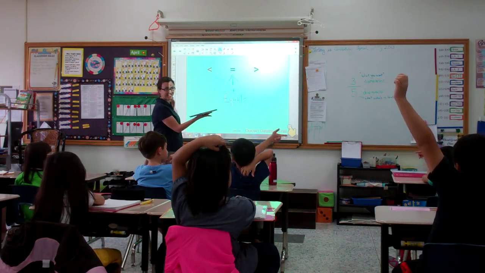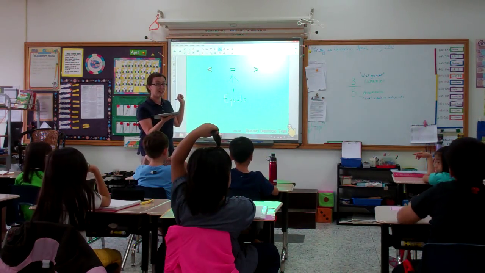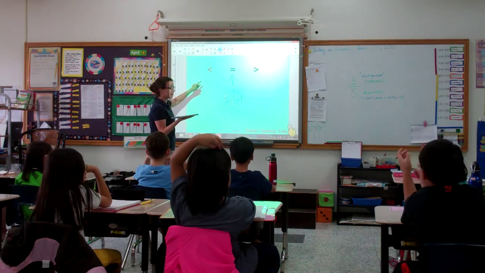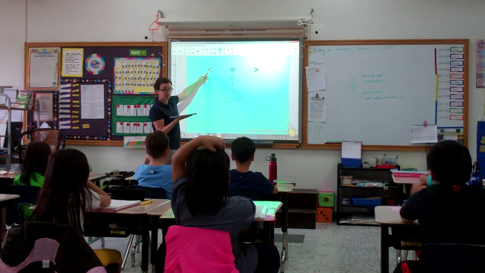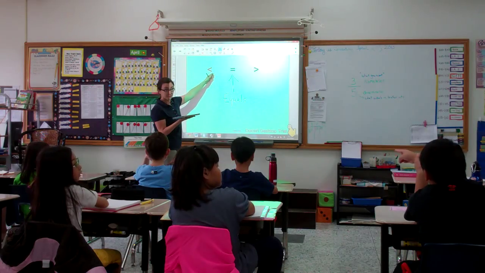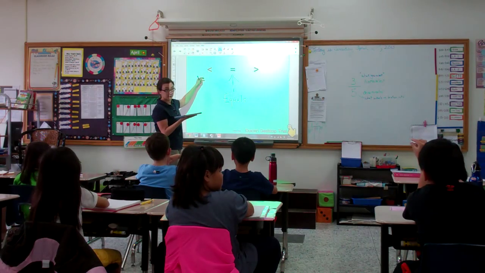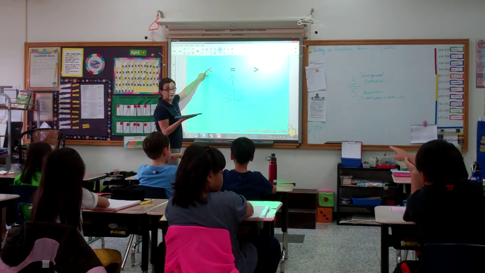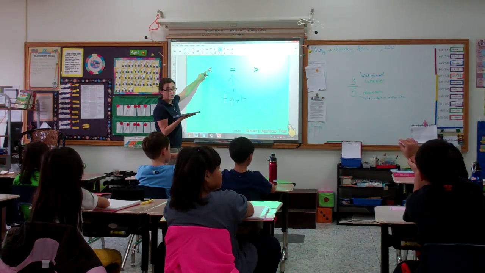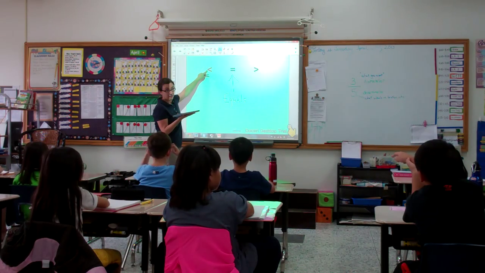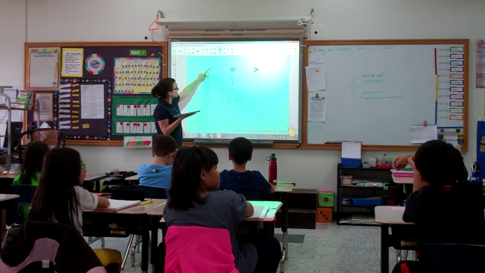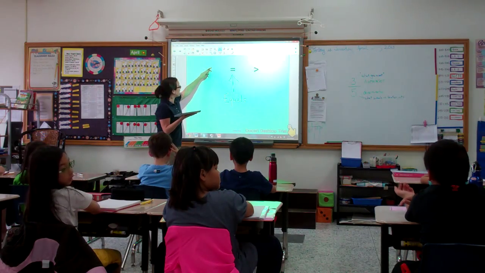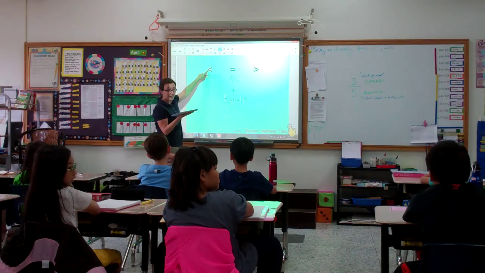Which way? That way. Charles, which way do you think? We're used to reading from left to right, so if the left doesn't have that one, the pointy one... Pointing, okay. It's left. Nice. So reading left to right, it has the pointy end on the left, so it's less.